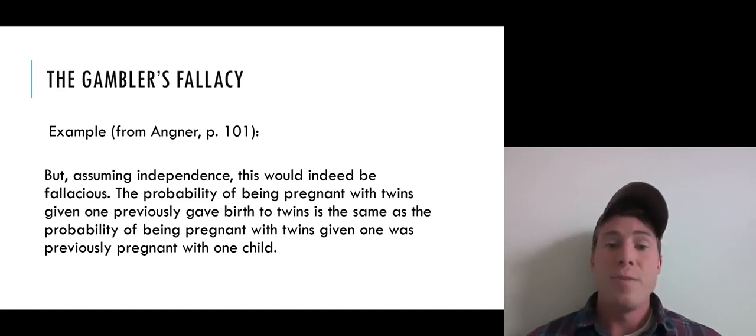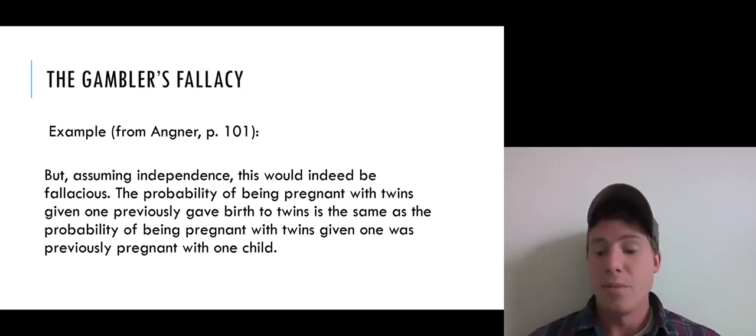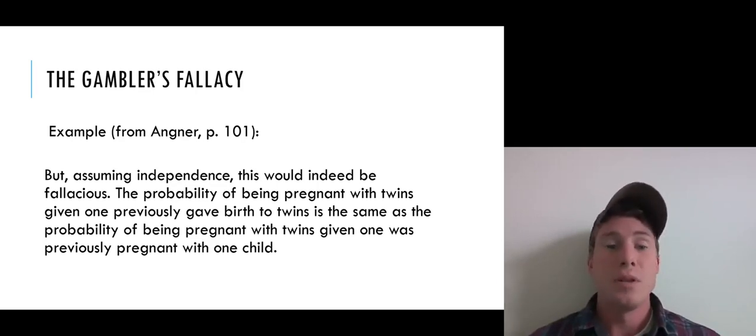But assuming independence, this would indeed be fallacious. The probability of being pregnant with twins, given one previously gave birth to twins, is the same as the probability of being pregnant with twins, given one was previously pregnant with a child. This is given that independence assumption, which is a sort of empirical assumption here that we could figure out whether it's really plausible by looking at the data.